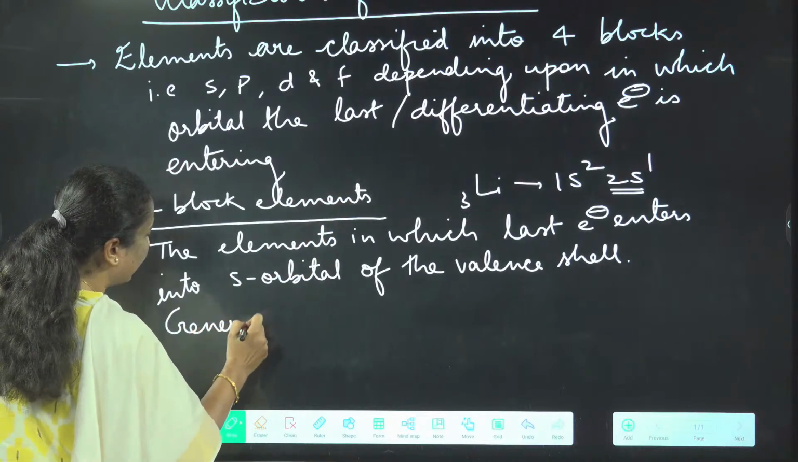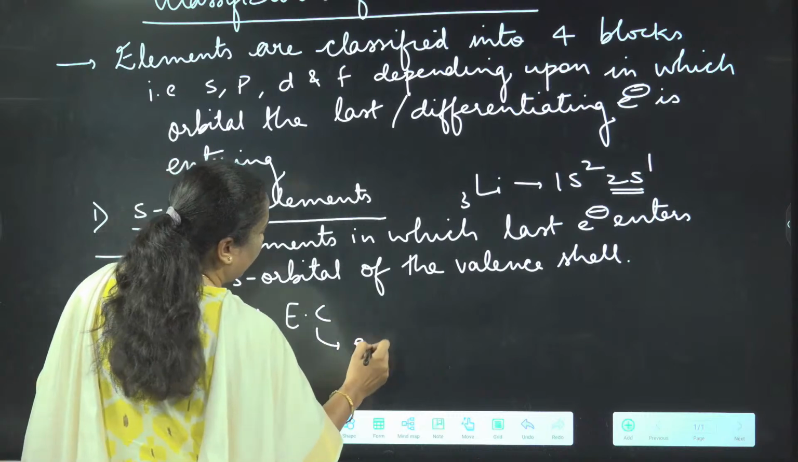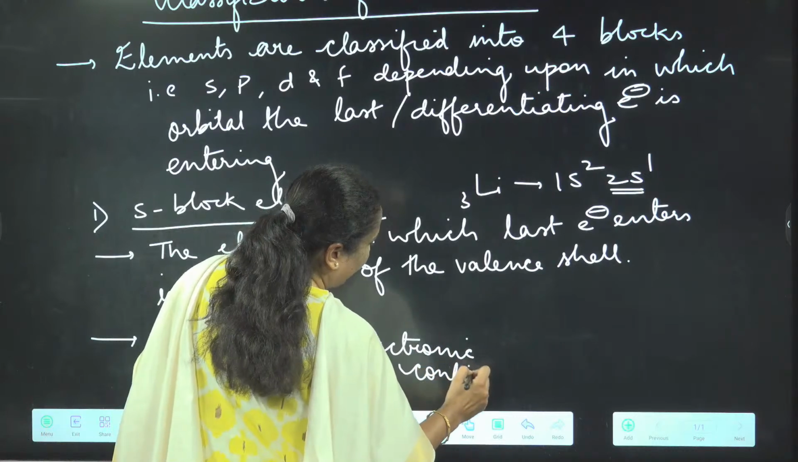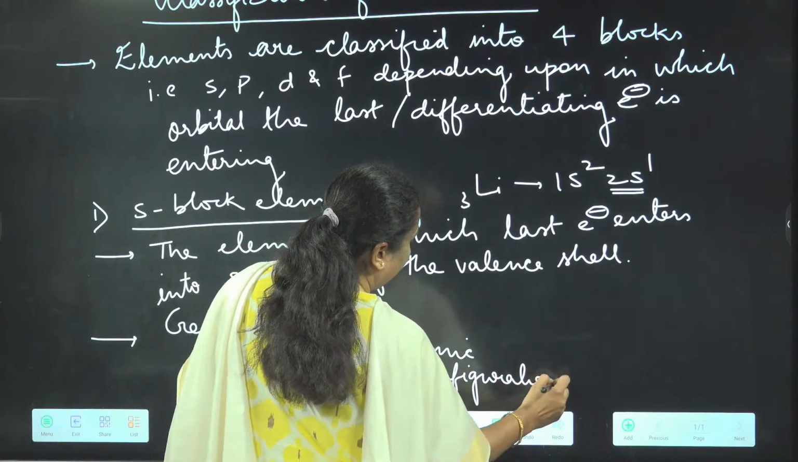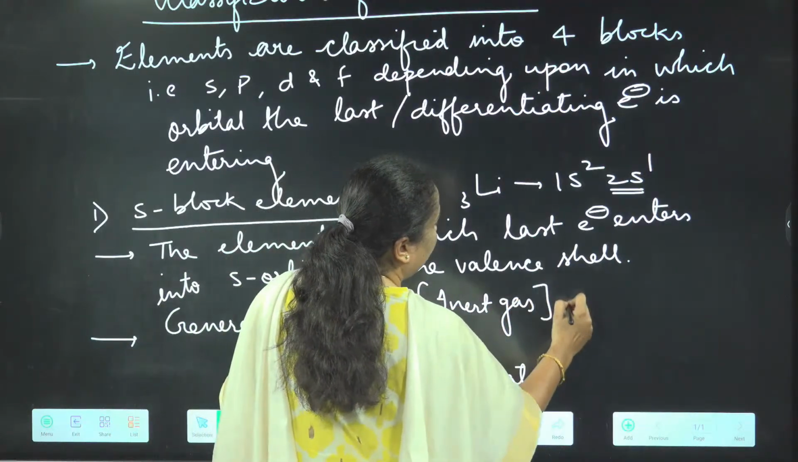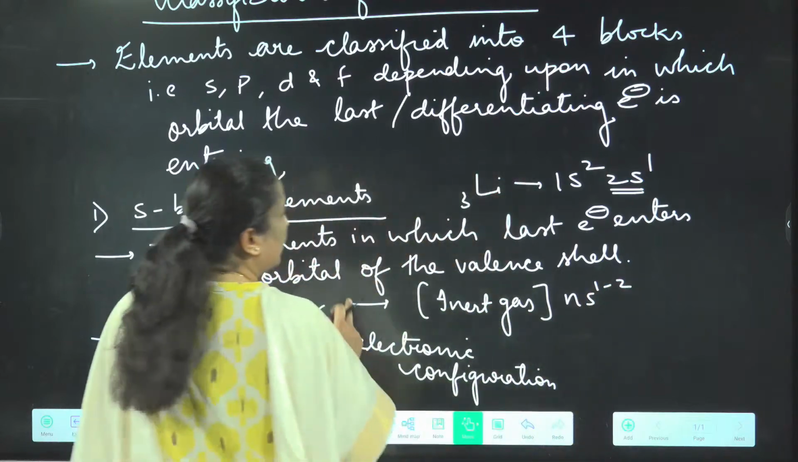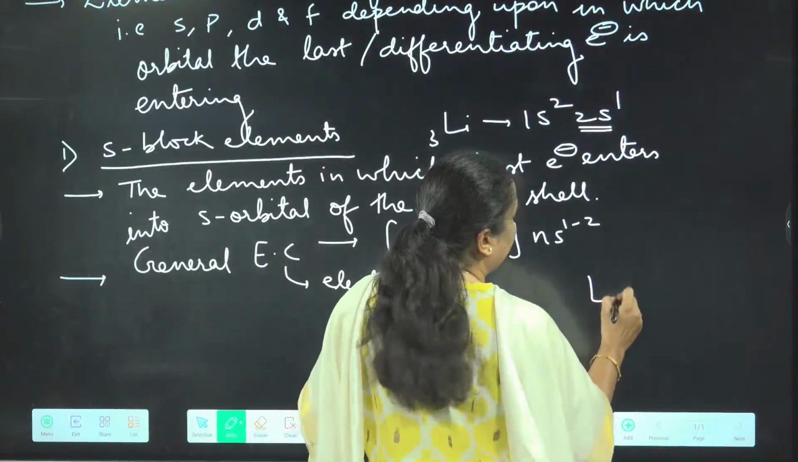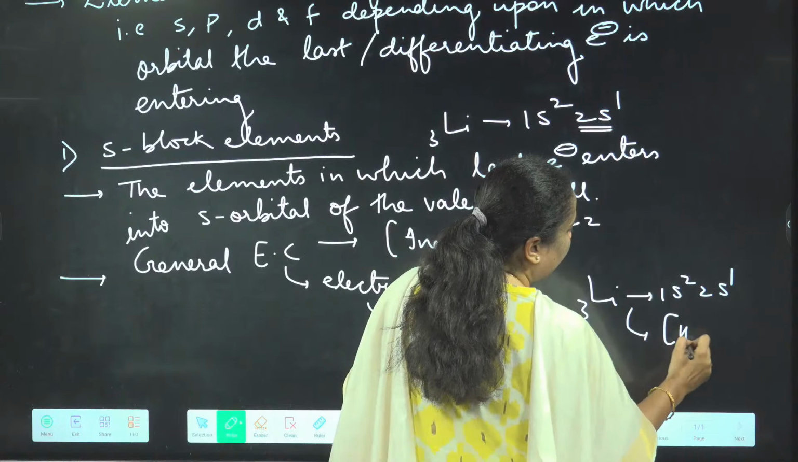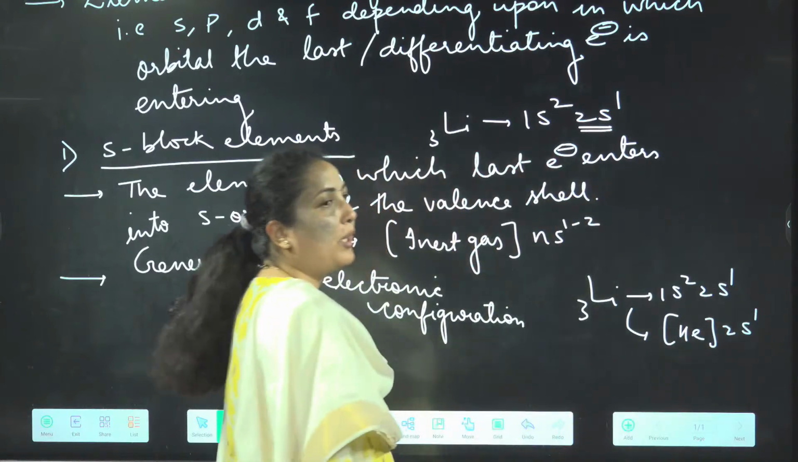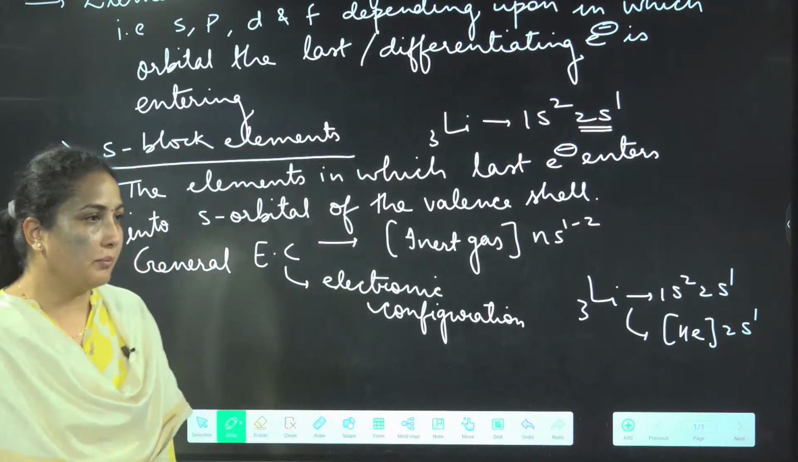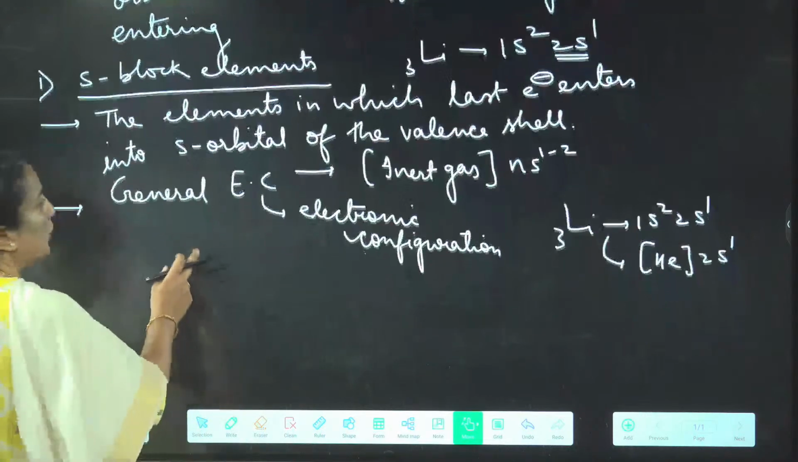Now, what about the general electronic configuration? EC is basically the electronic configuration. When it comes to the general electronic configuration, we can write it in terms of the inert gas: inert gas, and then ns1 to 2, right? If somebody asks me to write about lithium, lithium is 3, so I write 1s2, 2s1. Even I can write it as helium, which is 1s2, and 2s1. That means you have to identify the particular inert gas which came before lithium, and that is helium. Hopefully this is clear to all of you.